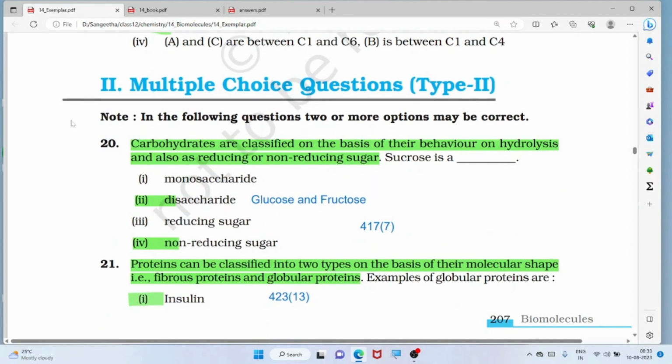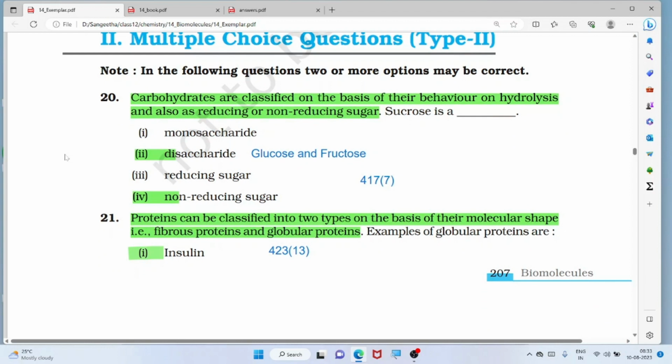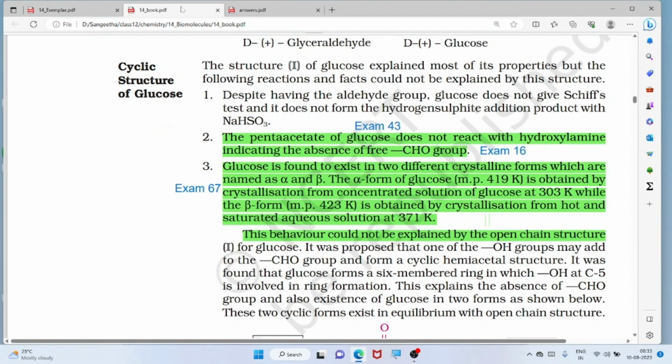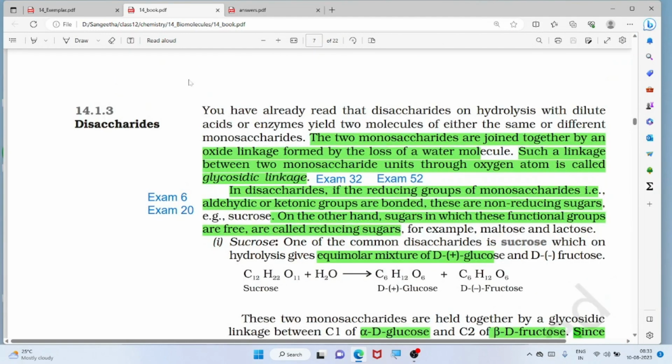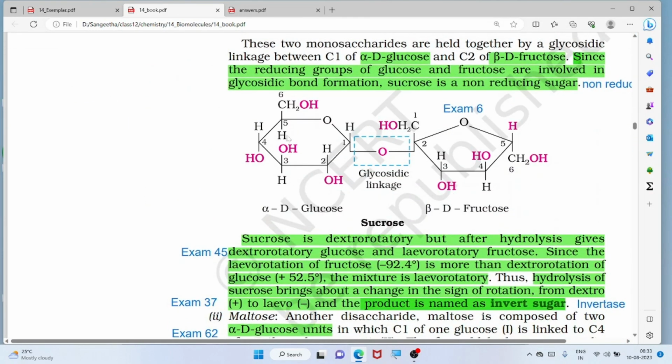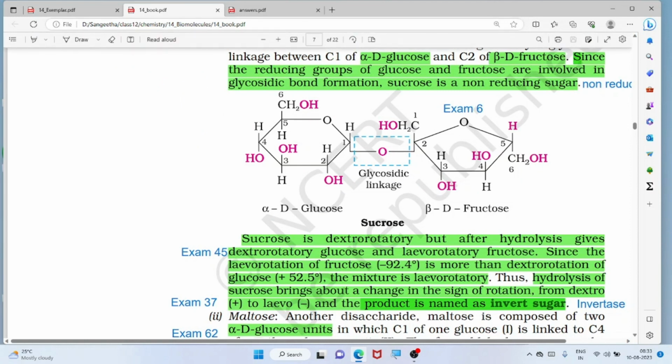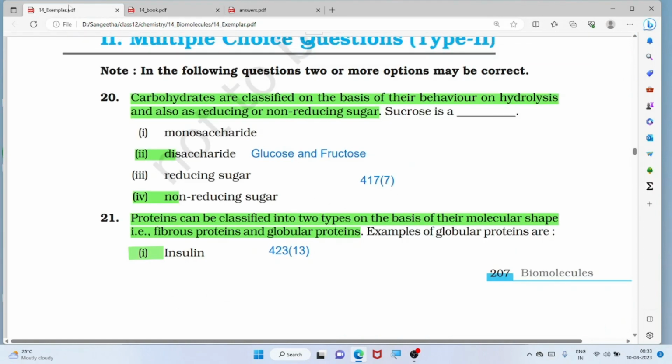Multiple choice questions. Carbohydrates are classified on the basis of their behavior on hydrolysis and also as reducing and non-reducing sugars. Sucrose is a non-reducing sugar and it has more than one monosaccharide. It has glucose and fructose. Sucrose has glucose and fructose, and it is non-reducing.